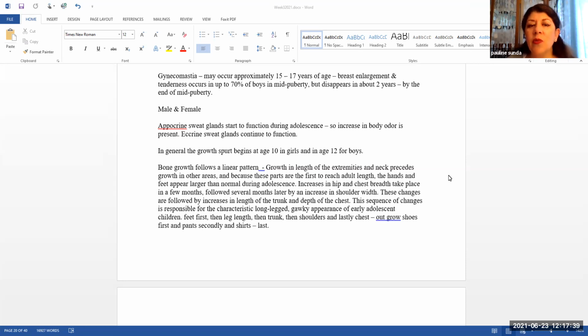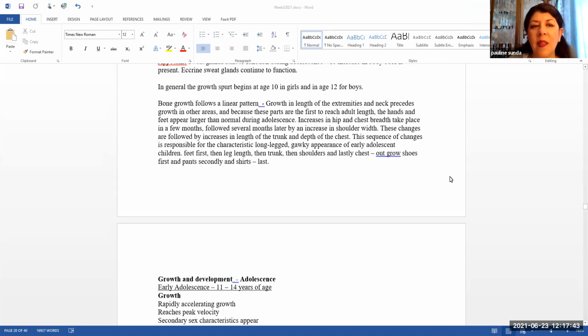In general, the growth spurt begins about 10-ish in girls and about 12-ish in boys. Bone growth follows a linear pattern. The growth in length of the extremities and neck precedes growth in other areas. Because these parts are the first to reach adult length, the hands and the feet appear larger than normal during adolescence. There's an increase in the hip and chest breadth.